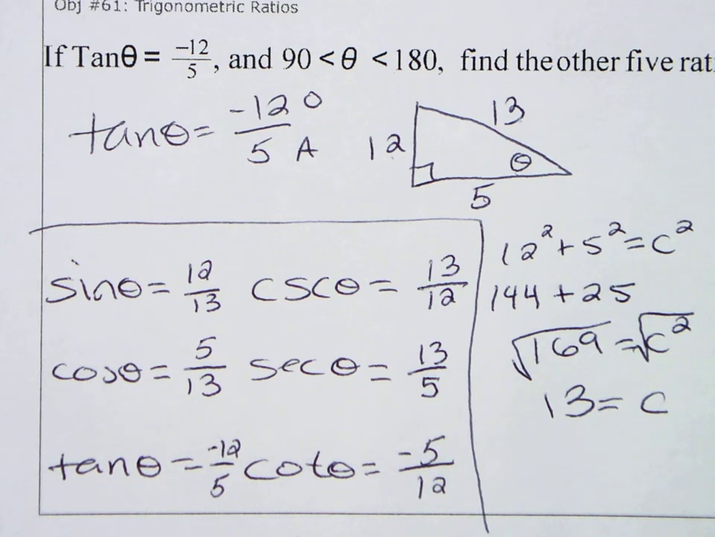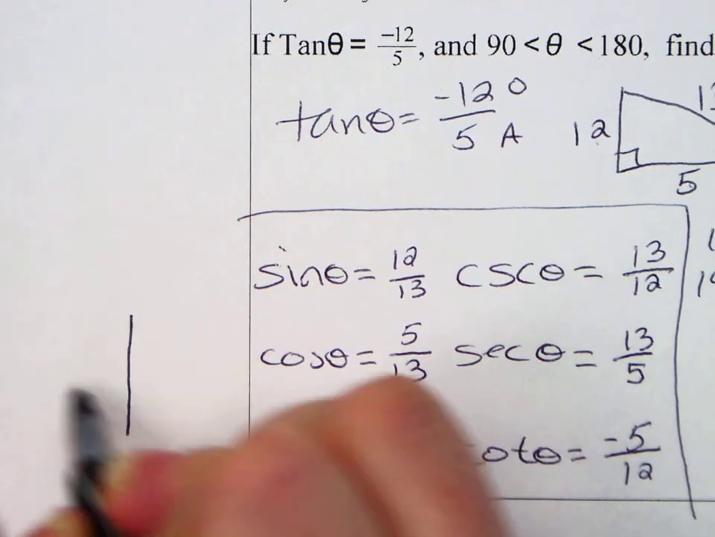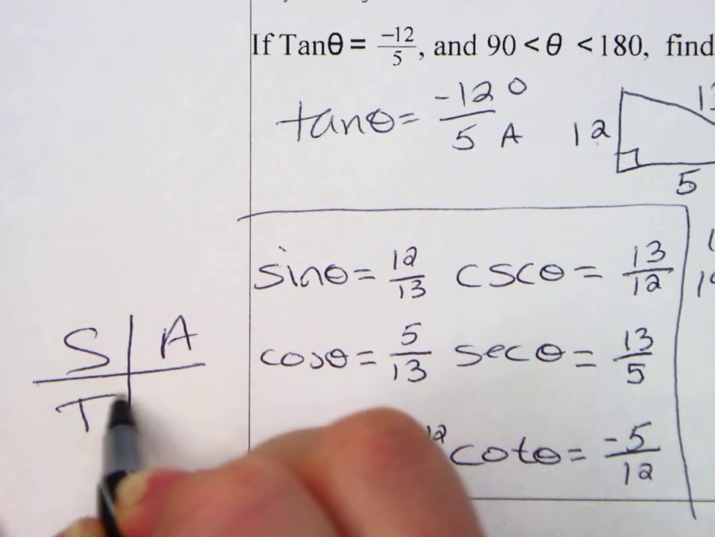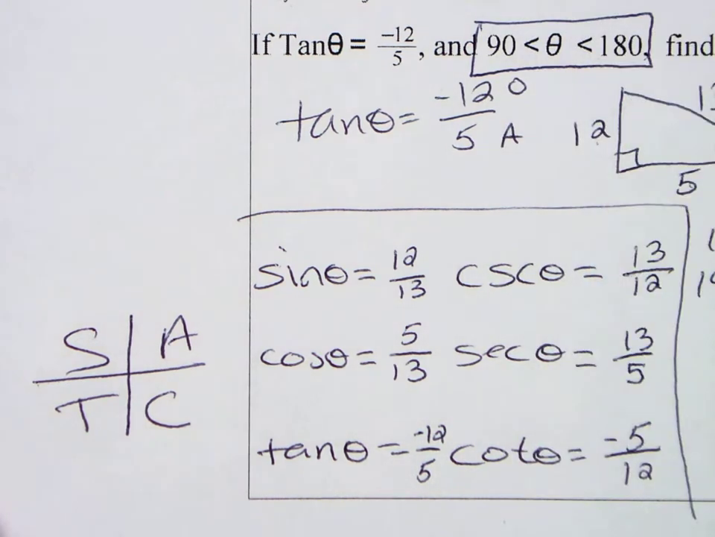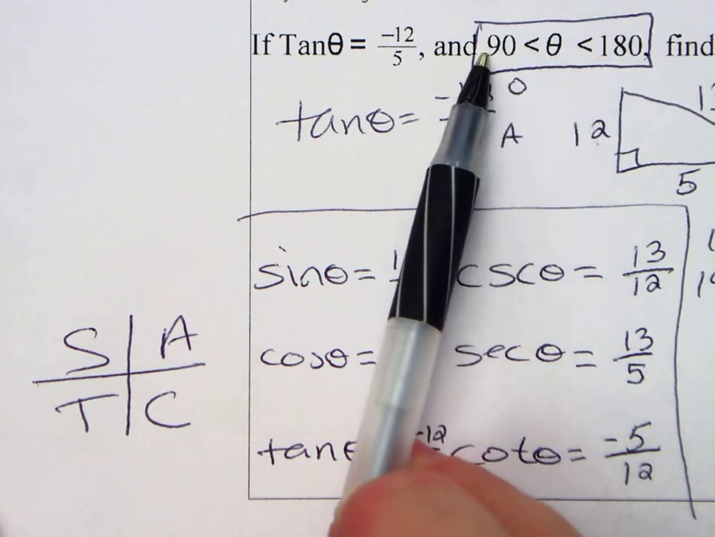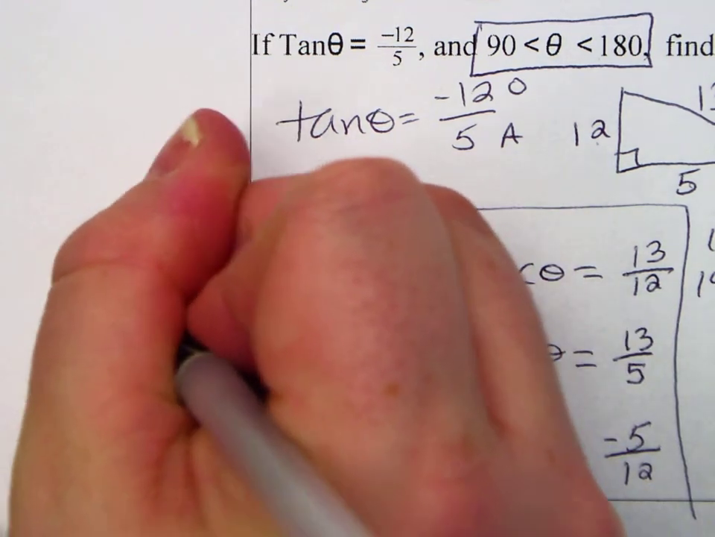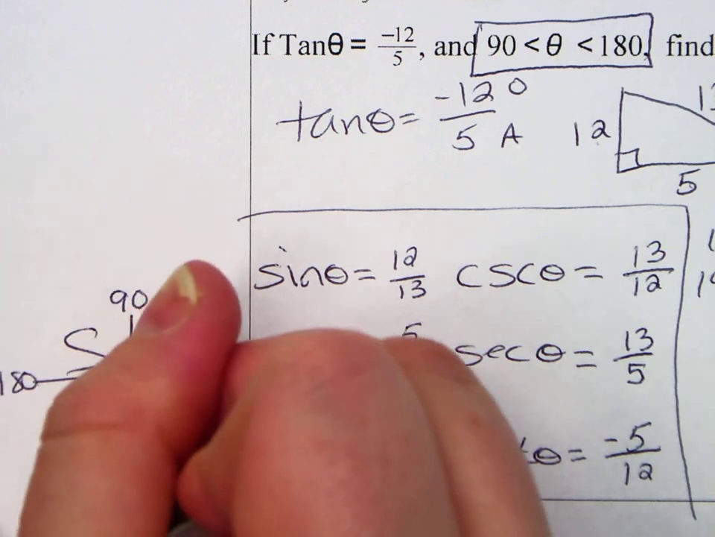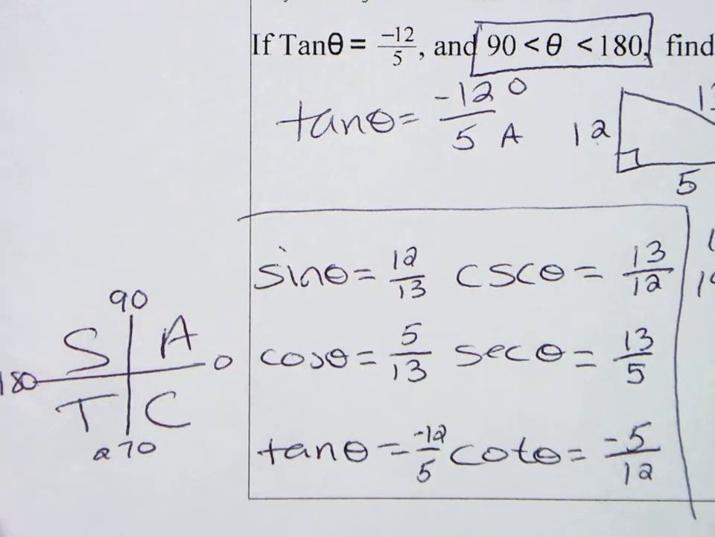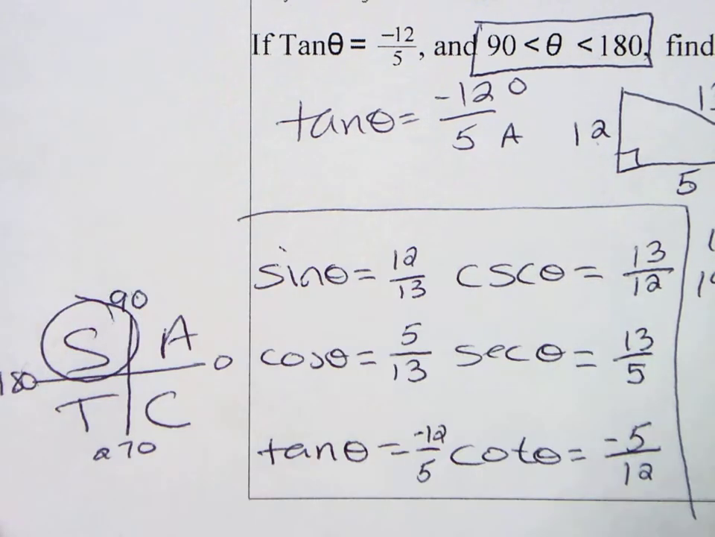Negatives, right? Which quadrant are we in? 90 is less than theta is less than 180. So theta is between 90 and 180. Well, where's 90 on here? It goes 0, 90, 180, 270. So what's between 90 and 180? 90, 180. We're in quadrant 2 again.